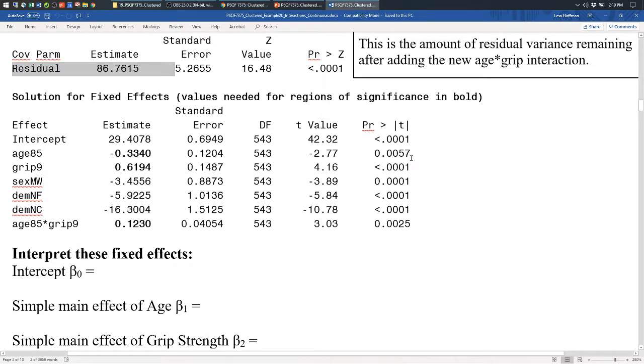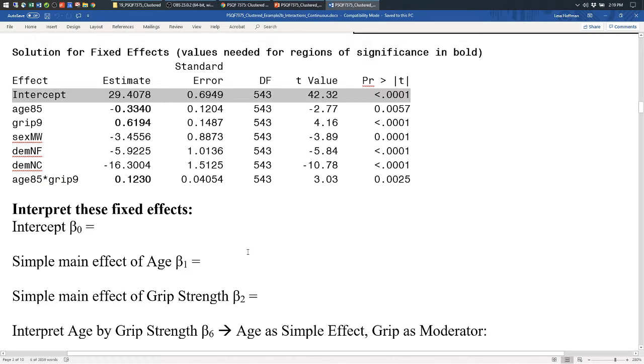Fixed effects. In SAS, the intercept is listed first. It's called the constant in Stata, listed last, but otherwise they'll be in the order you specified them. So this intercept is the "you are here" sign. For what kind of person do we expect a cognition score of about 29? Age 85. Male. Grip 9. No dementia. Yep.